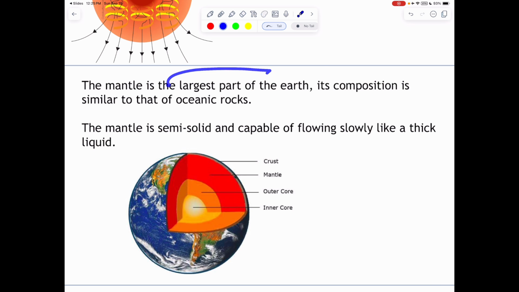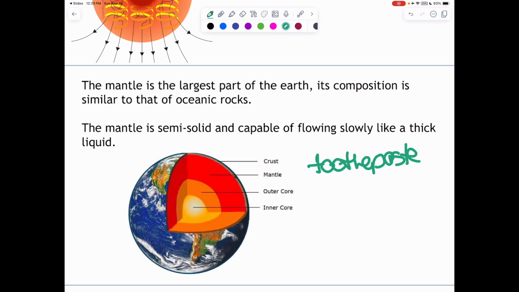The largest part of Earth is our mantle. Very similar to the composition of oceanic rocks. It's going to be like a semi-solid, flowing slowly, like a thick liquid. I like to think of this as kind of like toothpaste, a little bit like the gooiness of toothpaste. And that gooiness is very important, because it's going to help drag the plates on top of it, causing them to move as well. So think of this like ooey gooey toothpaste that is moving all throughout our mantle.